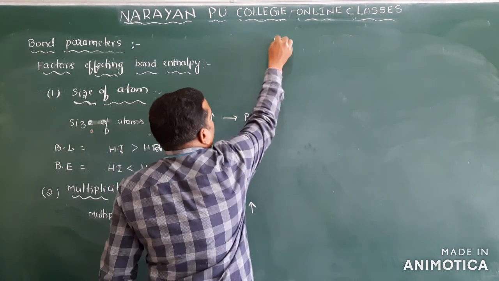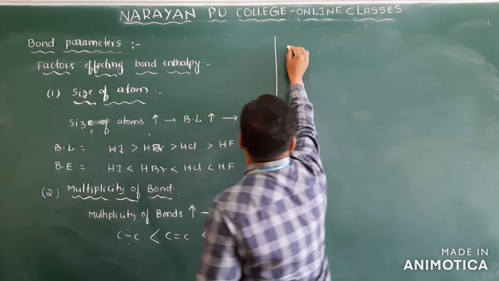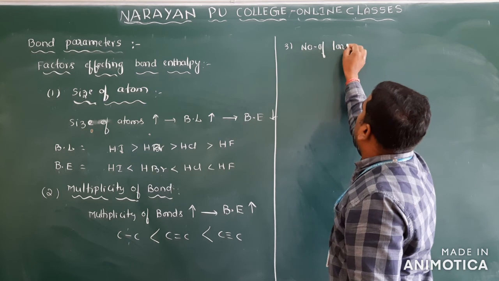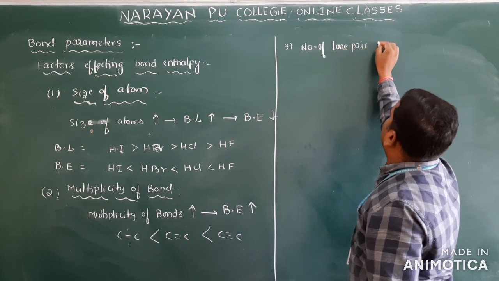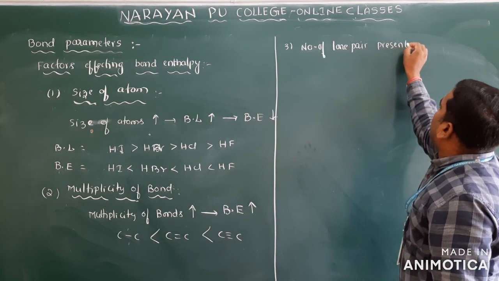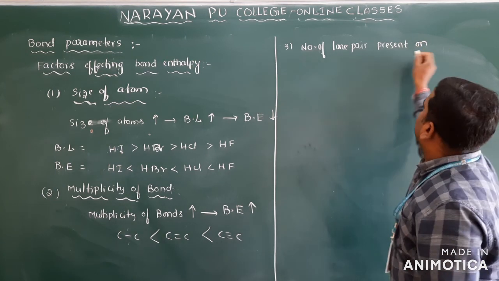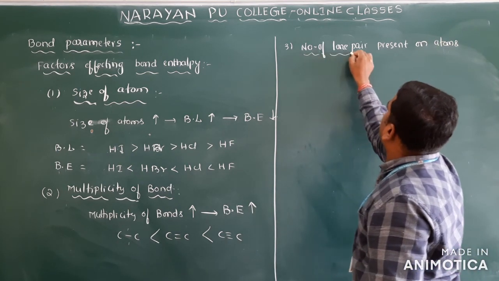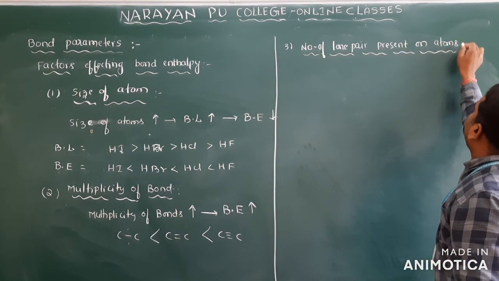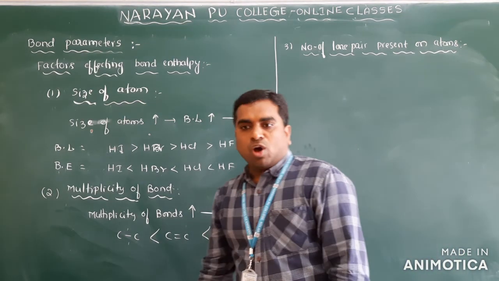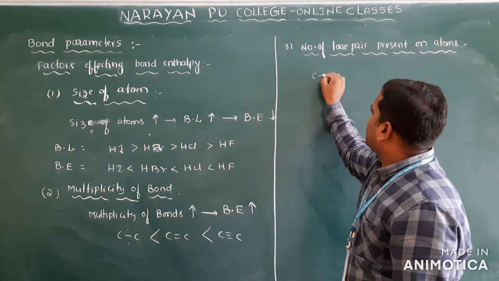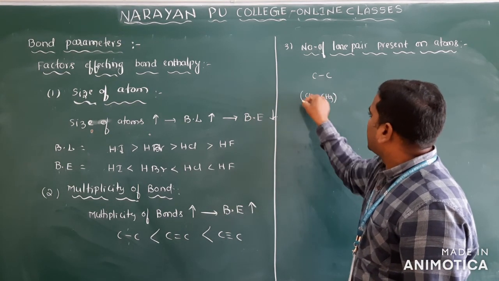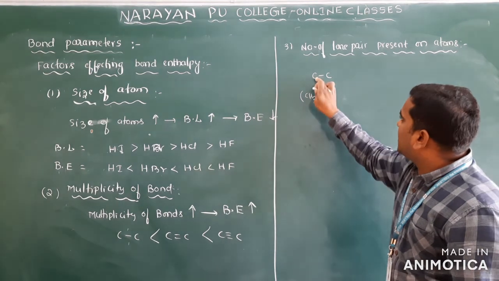Clear? Next one, the third one. The third factor that affects it is the number of lone pairs present on the bonded atoms. Clear? So this is also one criterion which affects the bond enthalpy. Simple, I will write here. There is a C double bond C. I am taking the ethene molecule here. In the ethene molecule, C double bond C is there.